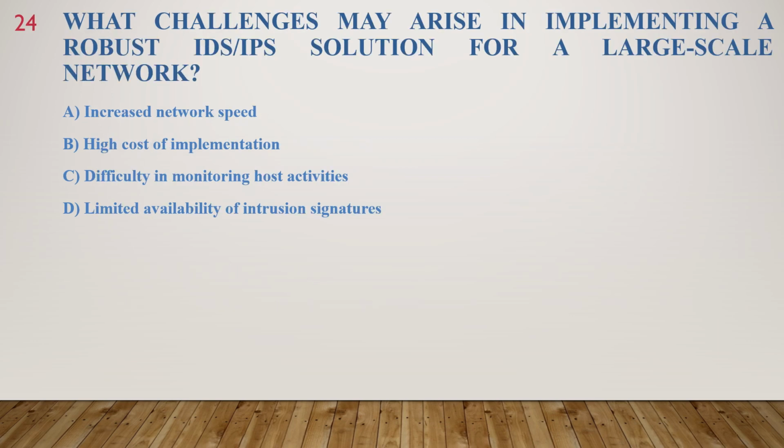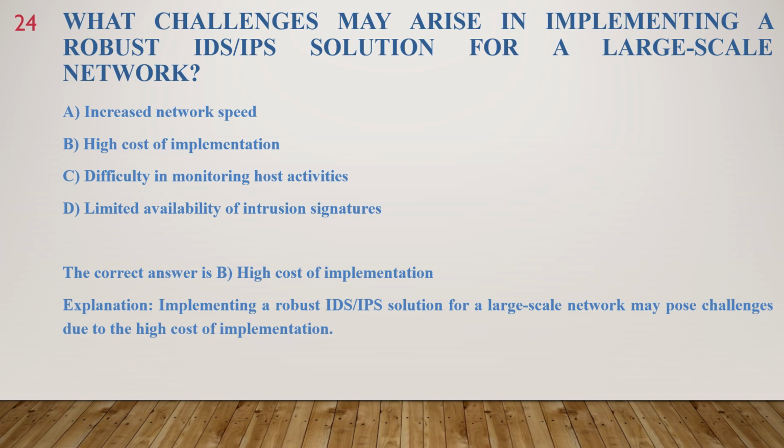The question number 24. What challenges may arise in implementing a robust IDS/IPS solution for a large-scale network? A. Increased network speed. B. High cost of implementation. C. Difficulty in monitoring host activities. D. Limited availability of intrusion signatures. Implementing a robust IDS/IPS solution for a large-scale network can present several challenges, and the most likely one is B.